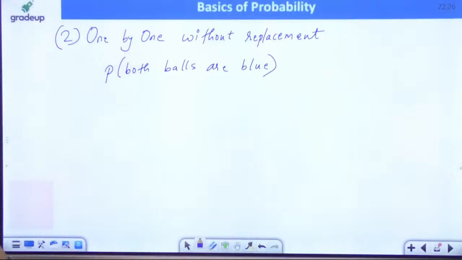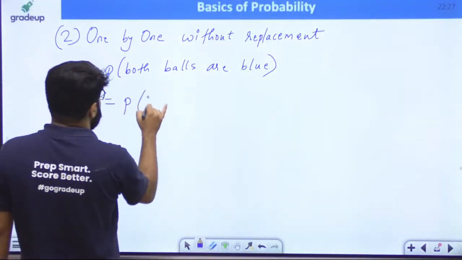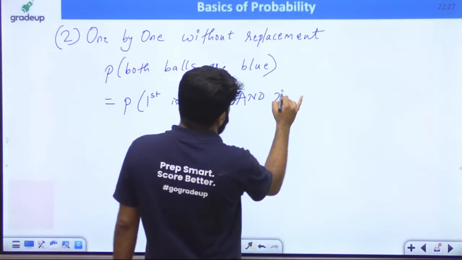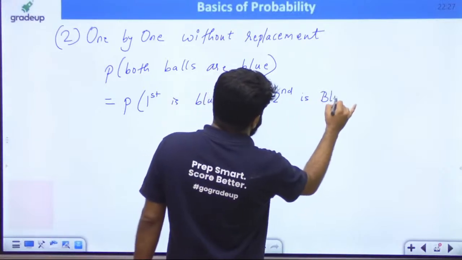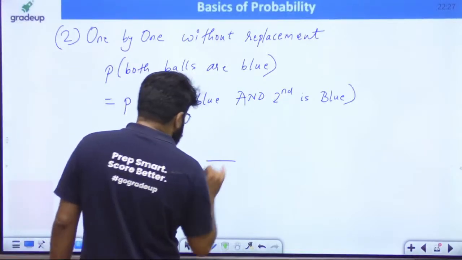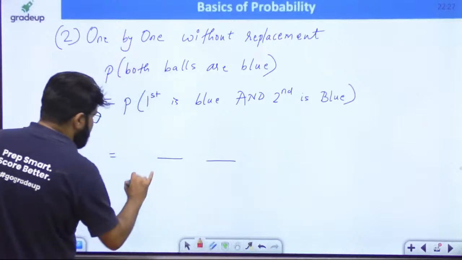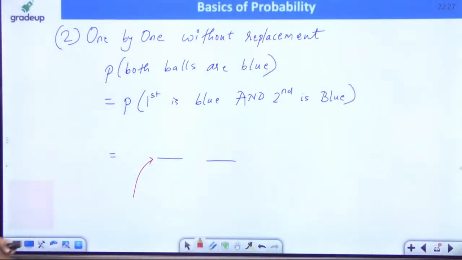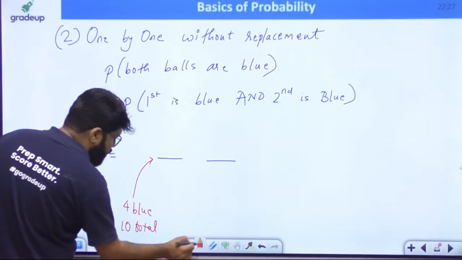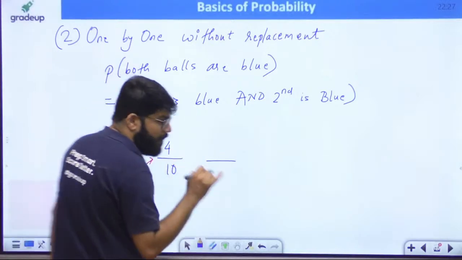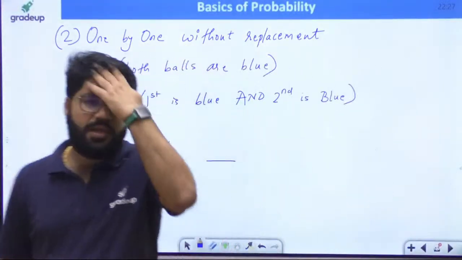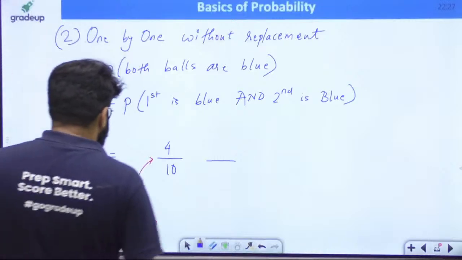Now both the balls are blue means once again the probability that the first ball is blue, and also we need the probability that the second is blue. So guys, when you are drawing the first blue ball, how many balls are there? There are 4 blue balls and total 10 balls. So the probability of a blue ball is favorable by total, that is equal to 4 by 10. Just write down 4 by 10, everybody.